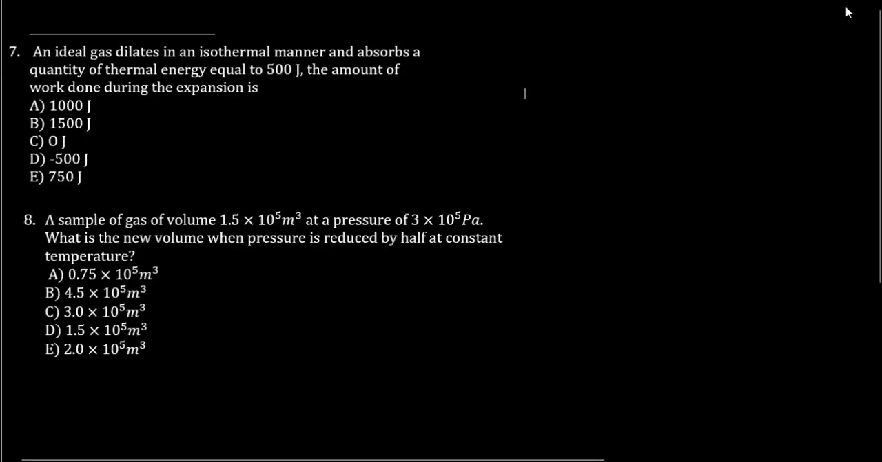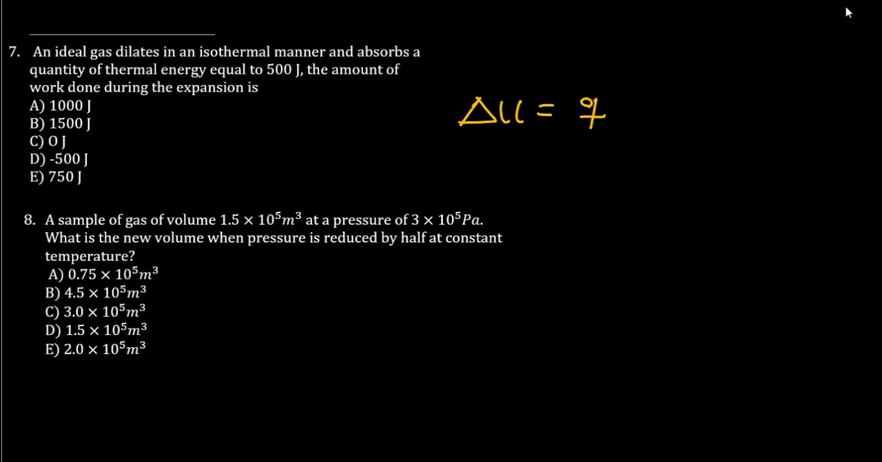Okay, let's continue with question 7. Question 7 reads, an ideal gas dilates in an isothermal manner and absorbs a quantity of thermal energy equal to 500 joules. The amount of work done during the expansion is, so we are going to use the first law of thermodynamics. Now the first law of thermodynamics says the variation in internal energy delta U is equal to the amount of heat plus the work done.